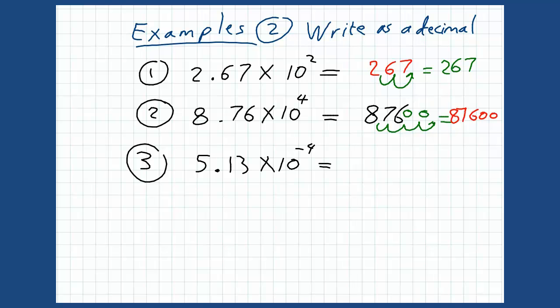Example 3. 5 and 1300 times 10 to the power negative 4. We will write the number without a decimal. Then we will move our decimal from its original place 4 digits to the left. 1, 2, 3, 4. So here we will put zeros, and then we will put our decimal. The final answer is going to be this number.